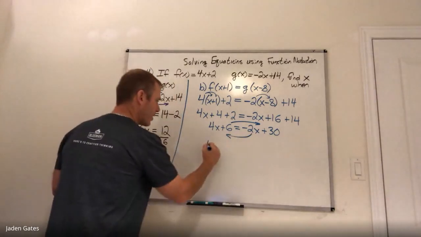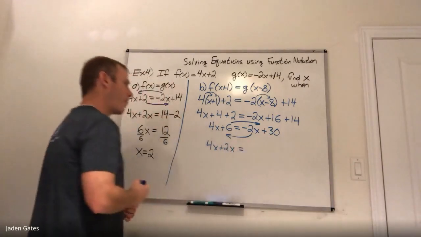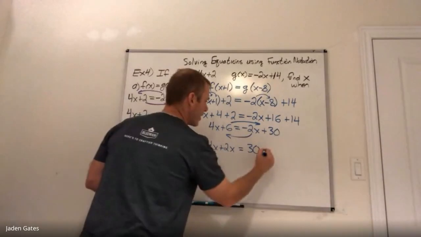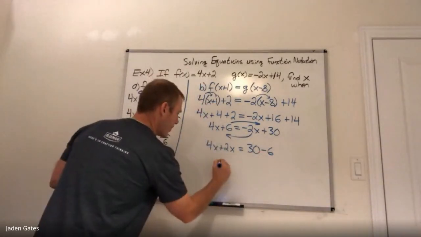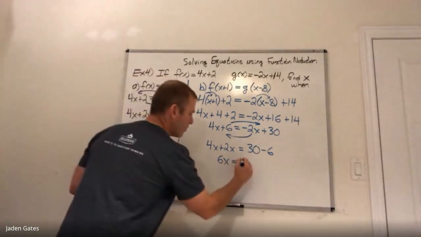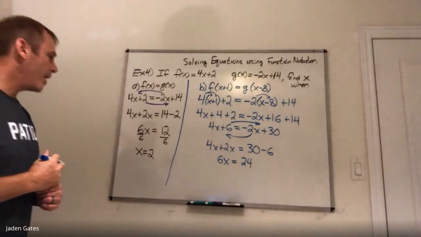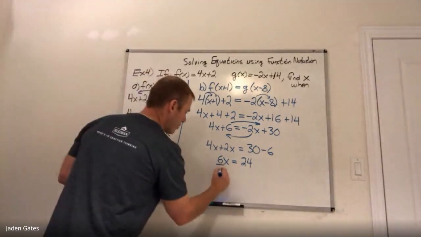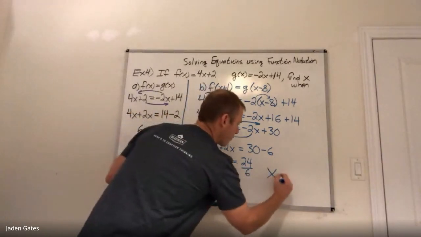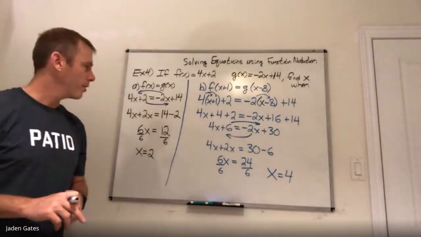And so on this side, I'm going to have 4x plus 2x. And on the other side, I'll have a 30 there. And then a minus 6. All right, put my x's together. There's 6x. Put the numbers, or subtract them, I should say, get 24. And then finally, divide each by the numerical coefficient. And finally, after all that, we get x equals 4.